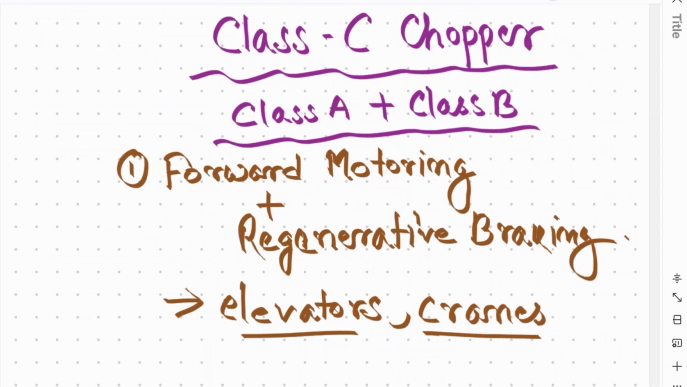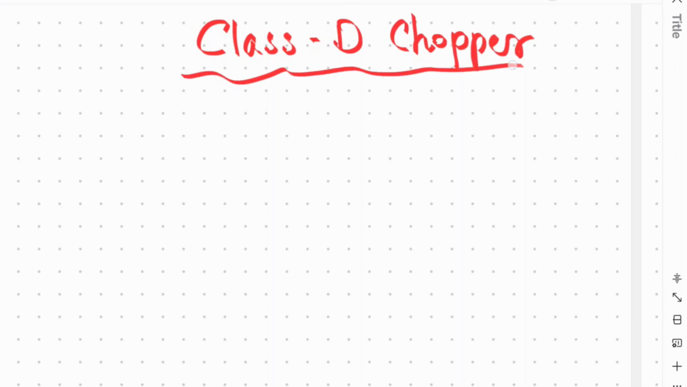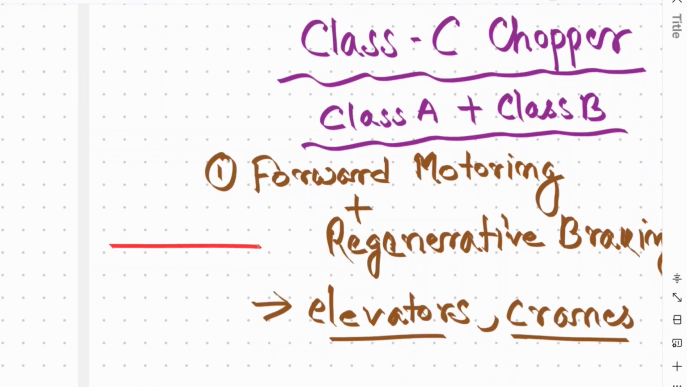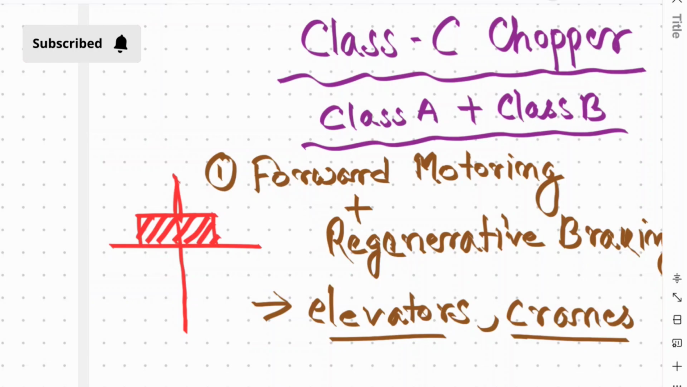Okay, now let's see class D chopper. Class D chopper operates in the first and fourth quadrant. In the case of class C chopper, if we draw the quadrants, it lies between the first quadrant and second quadrant. So this is the graphical representation. That is the first and second quadrant. So this is a class C chopper.